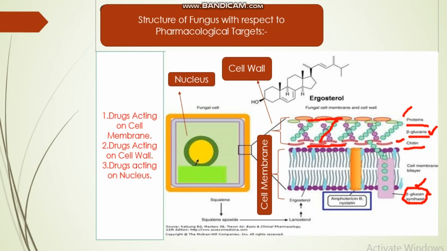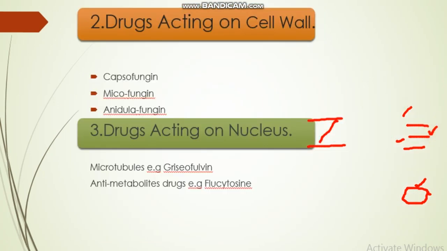The third class of the antifungal drugs is drugs acting on the nucleus. Here we will discuss two main components: drugs which bind to the microtubule, and antimetabolite drugs. Those drugs which bind to the microtubule, an example is griseofulvin.